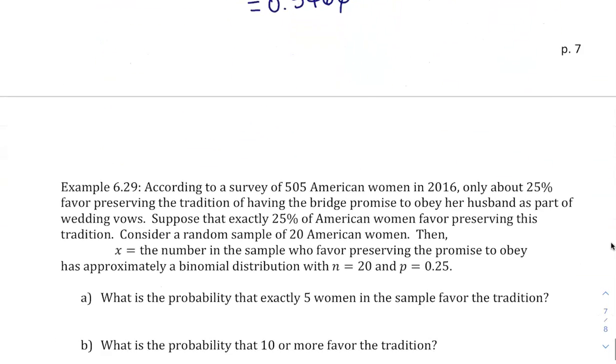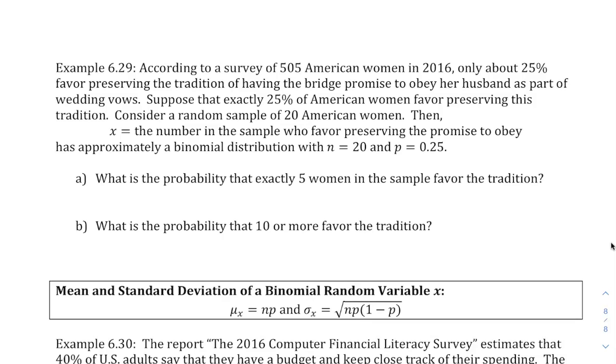Now we can also look at example 6.29, and here we have a survey of 505 American women that in 2016 indicated that 25% of them favored preserving the tradition of having the bride promise to obey her husband as part of wedding vows. So suppose that exactly 25% of American women favor preserving this tradition for all American women. So we're extending this 25% based on this sample. So it may not be exactly 25, but that's what we're going to do for the purpose of this problem.